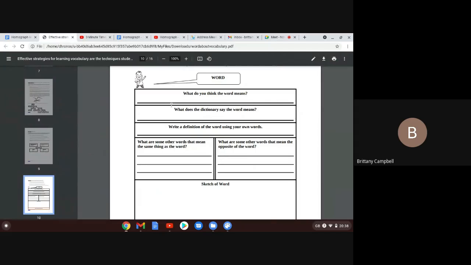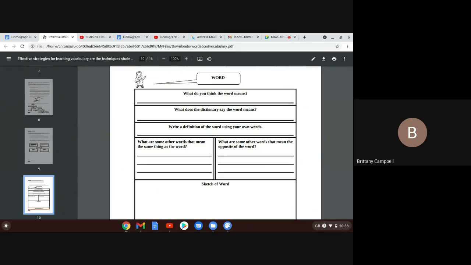So, my word is live. Based on the video there, my word, live. So what do you think the word means? I think it means to reside. And number two, it says, what does the dictionary say about the word? Based on the dictionary, live means to make one's home in a particular place or with a particular person. I'm wondering if any of my students have selected this word.